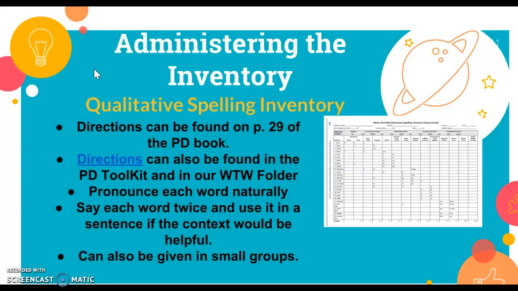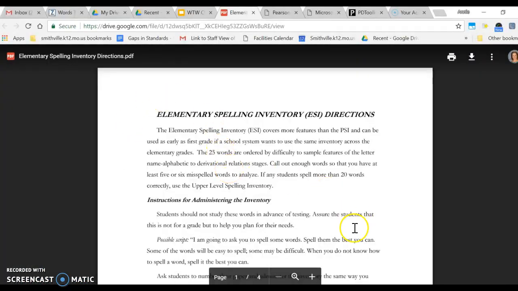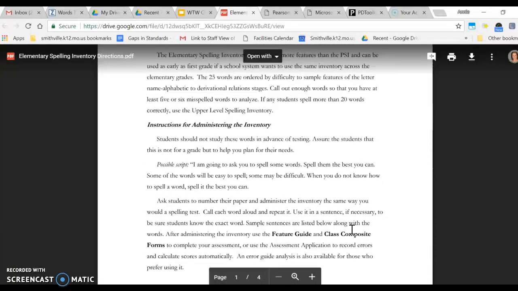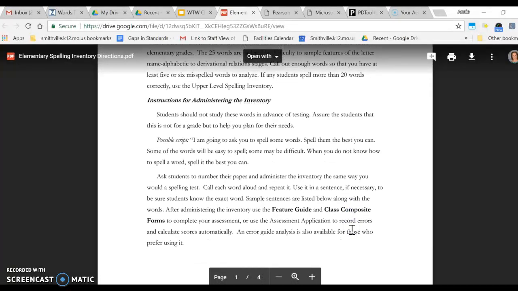Okay, so administering the inventory. Directions can be found in the PD book on page 29. I would definitely refer to that page and read over that for more information. And then, as I mentioned before, directions can be found on that PD Pearson website, and it looks like this. So pretty straightforward here, guys, I'm going to be honest.